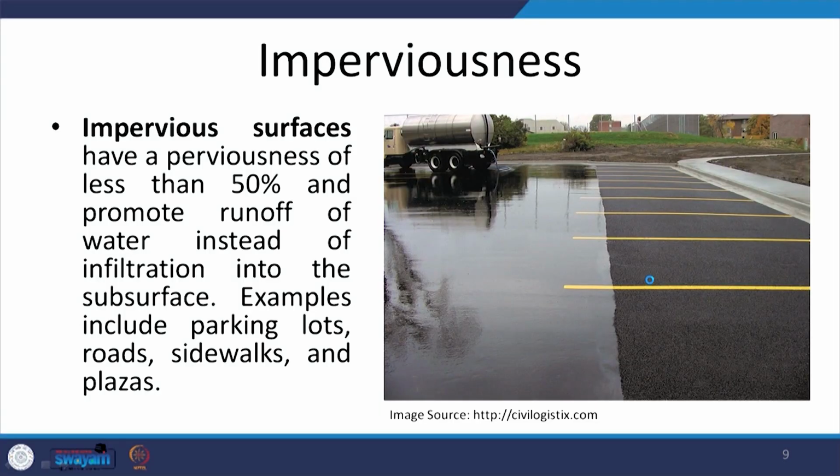We are talking about the capability of a material to allow percolation of the storm water to the lower strata of the ground, the reverse of which is imperviousness. So, we want more and more surfaces to be pervious. We want less than 50% of the site to be impervious, or perviousness of more than 50%, and this will promote more and more water to be retained on the site and not run off from the site into the drains.